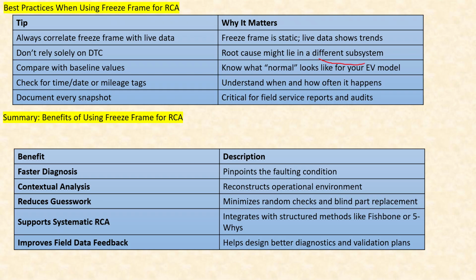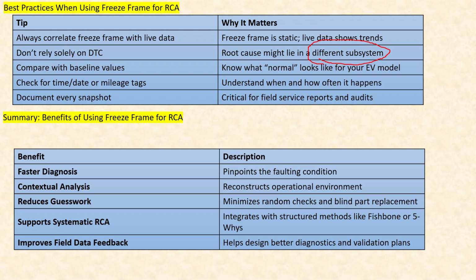This is what I touched upon. Depending upon the complexity, sometimes root cause may lie in the other subsystem. That is the reason why checking one DTC may not be the optimum thing to do. Compare with the baseline values, know what normal looks like for your EV model. Check for time, date, and mileage tags. Understand when and how often it happens. And also document every snapshot. So critical for field service reports and audits.